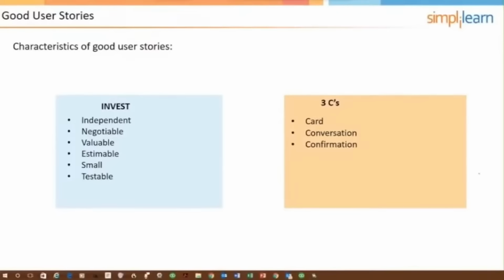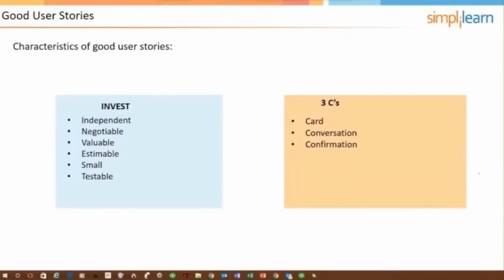Invest. And then the next one we have here is the 3 C's of a user story. So the first C is card. So user stories should be able to be written on a 4 by 6 inch index card or some media similar to that. Card. The second C is conversation.